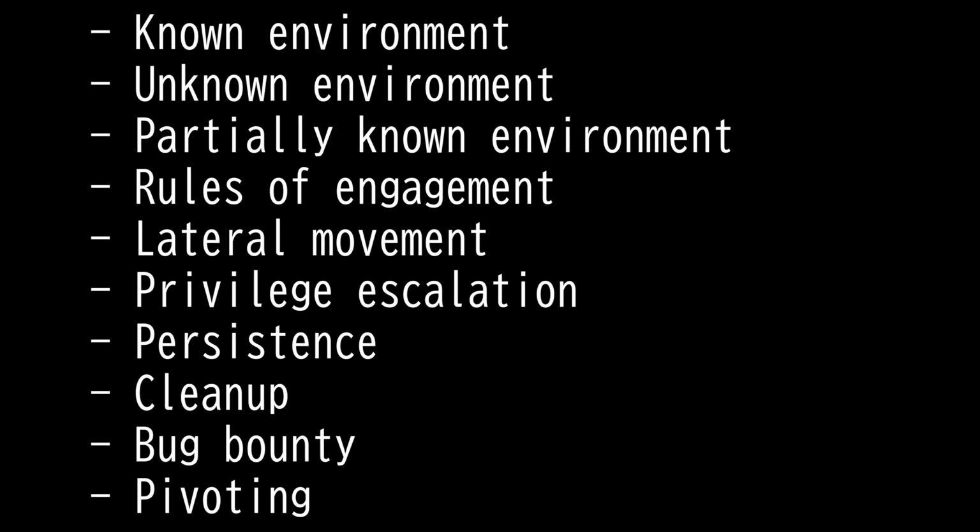Then we have privilege escalation, which is a vertical movement. This is when an unauthorized user goes up vertically to gain full access, going from a user to an admin, for example. Then we have persistence.